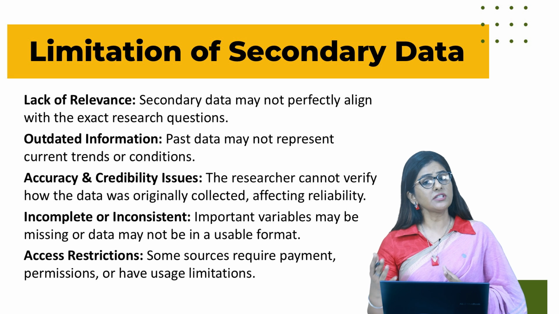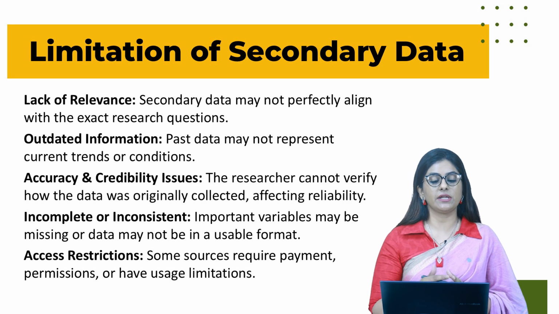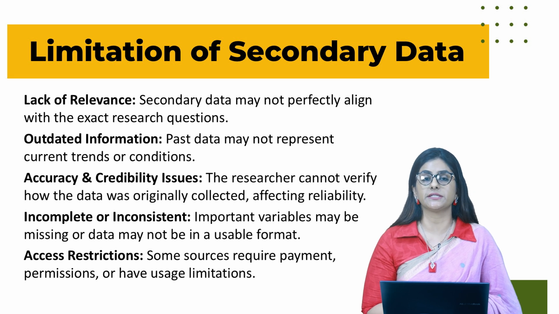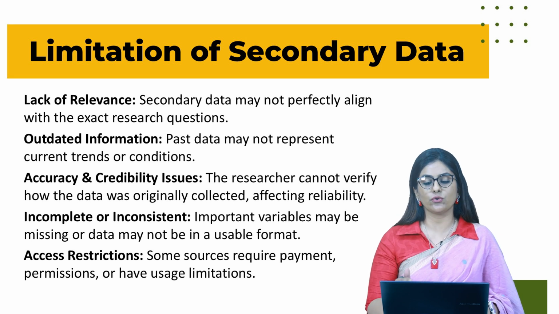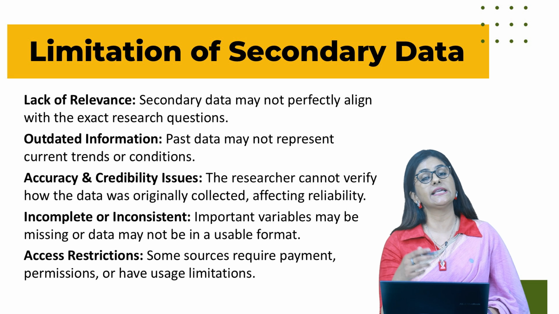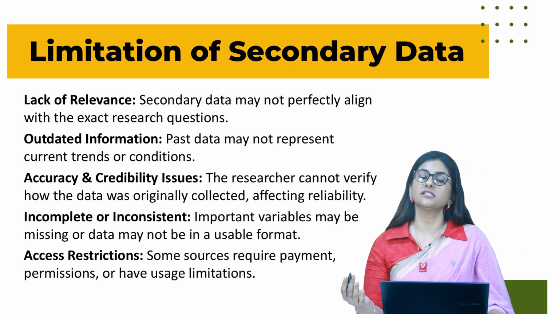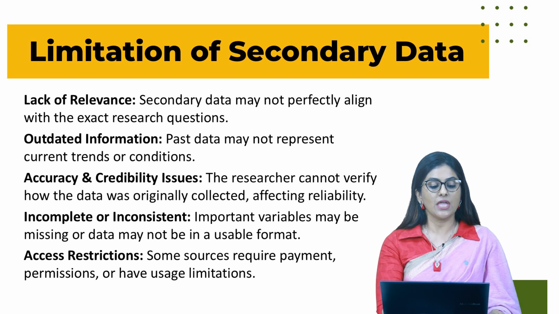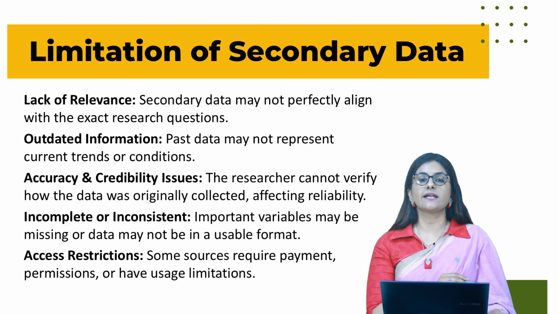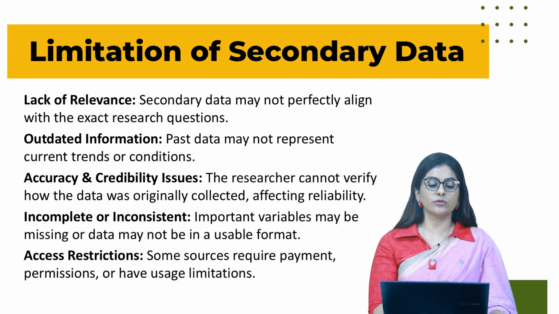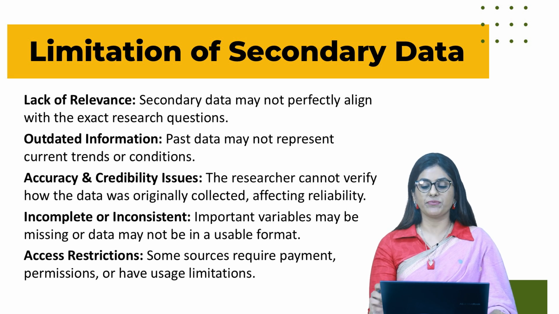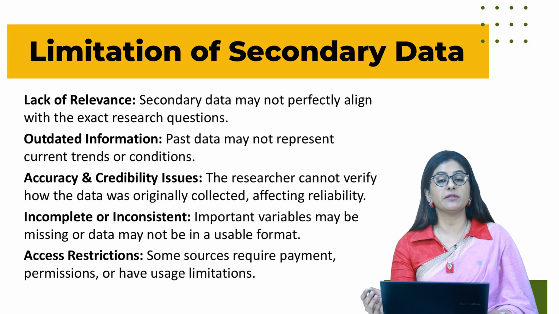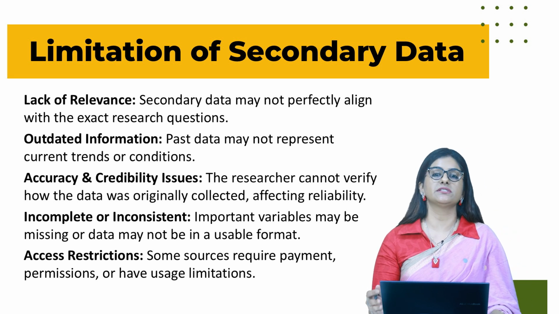The third limitation of secondary data is its questionable accuracy and credibility. The researcher has no control over how the data was originally collected, so certain concerns are raised regarding the reliability and validity of the data. Secondary data also suffers from inconsistency. Sometimes data sets may be missing very important information or variables which you require for your research study.